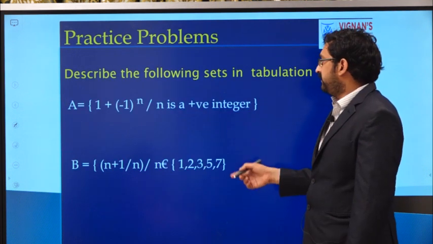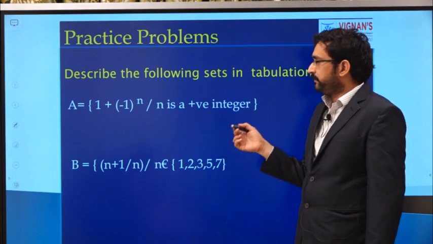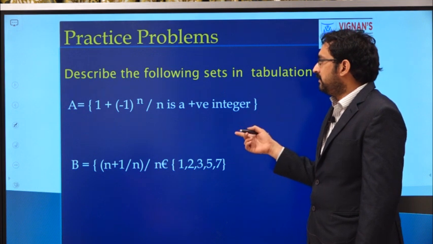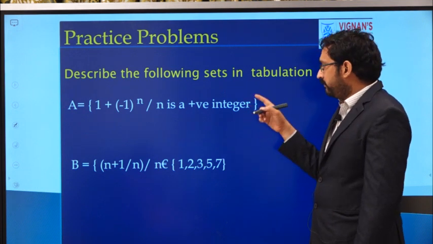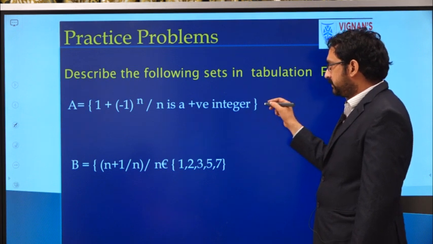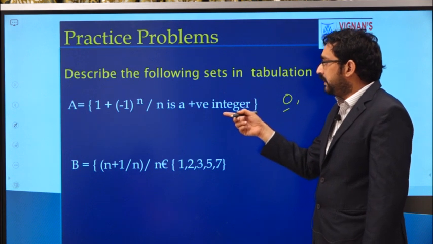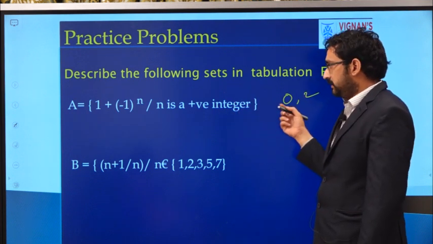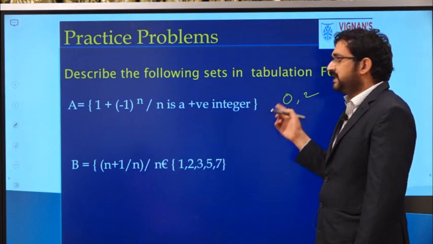Here two sets are given. We have to express the problem in tabular form. See the first one, (1 plus minus 1) whole power n, where n is a positive integer. If you take n equal to 1, we will get 1 minus 1, 0. If you take n equal to 2, then we will get 1 plus 1, 2. If you take n equal to 3, 1 minus 1, 0. So whatever positive value we take, we will get either 0 or 2.